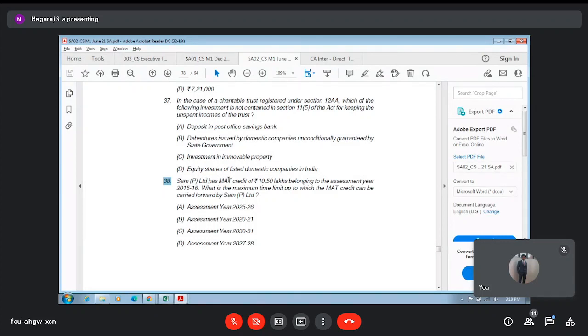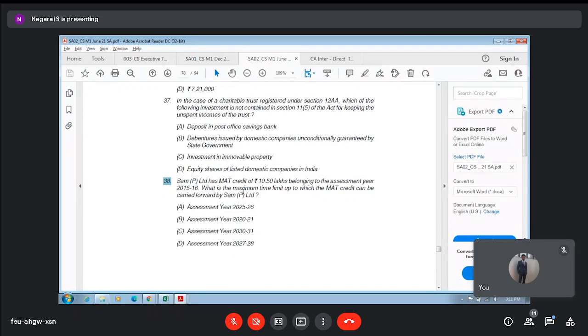Sam has AMT credit of 10.5 lakhs belonging to the assessment year 15-16. You can take it as the 16-17 assessment year. One year is added because it is for 21, and now we are in 22. That is why. Okay.